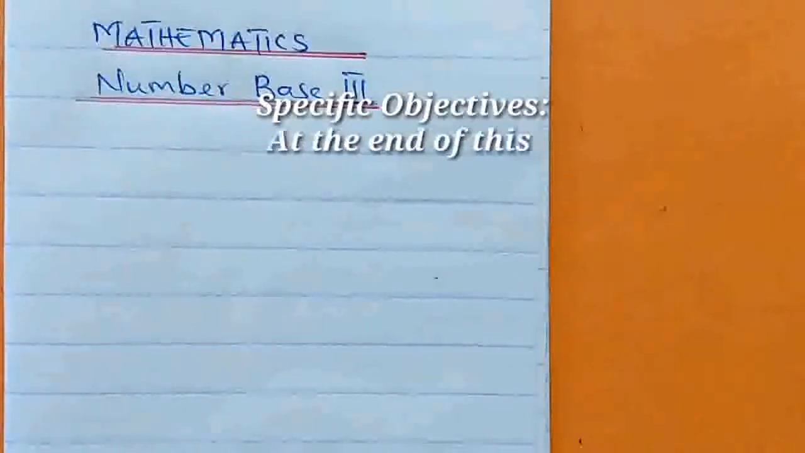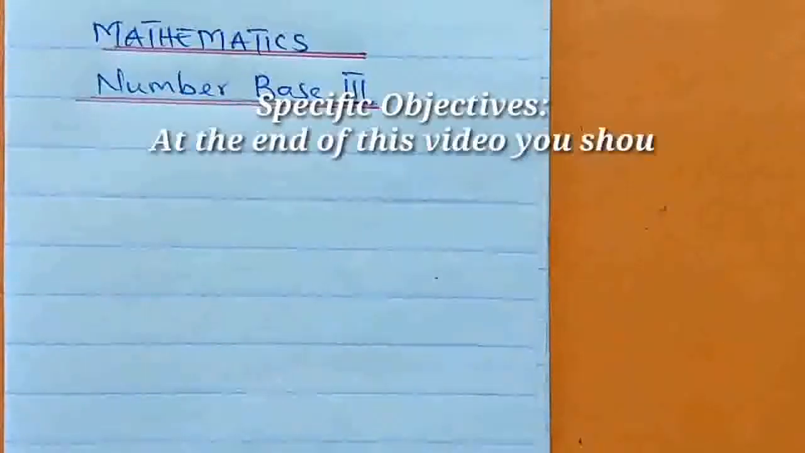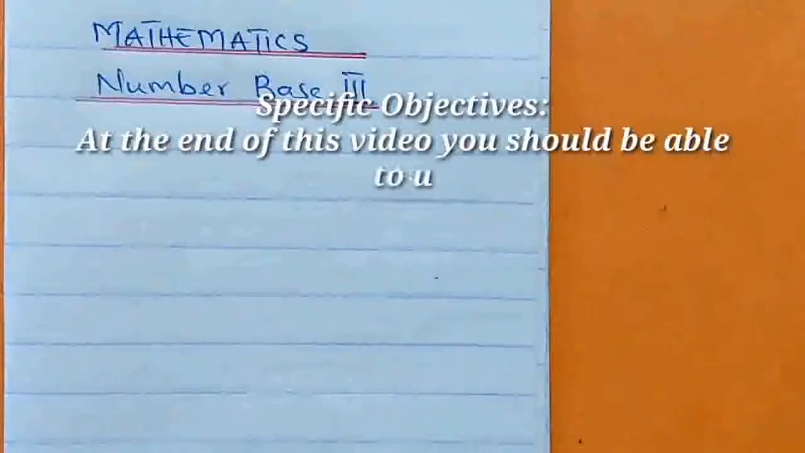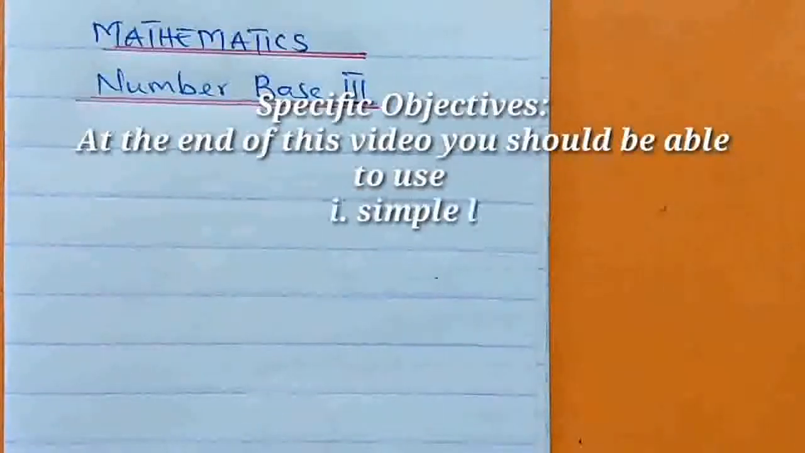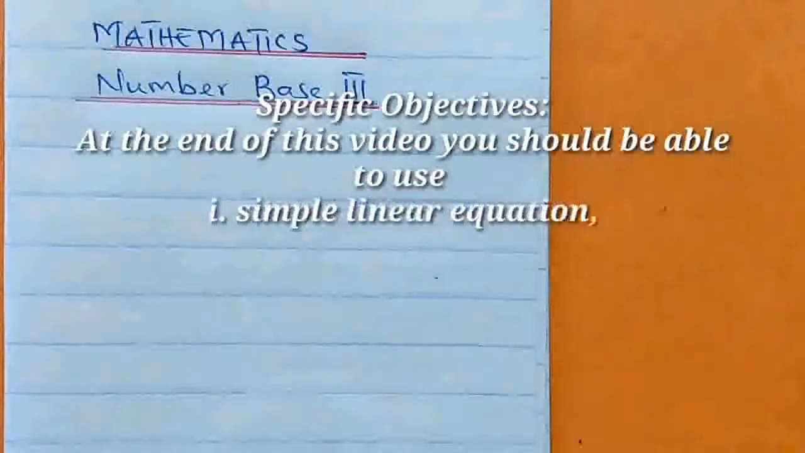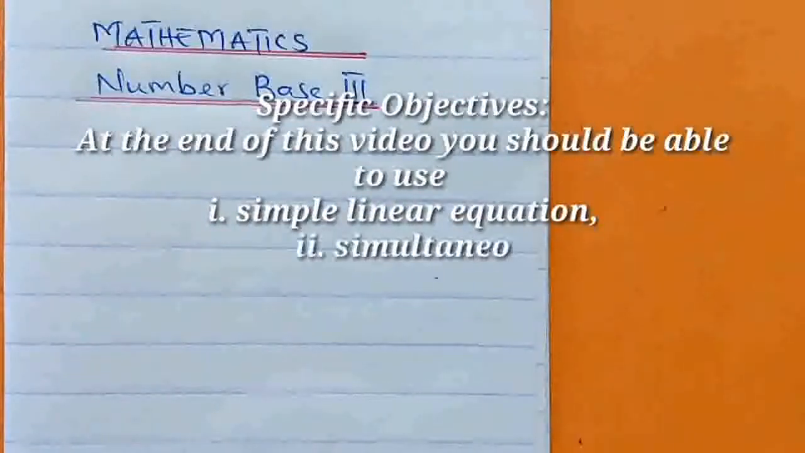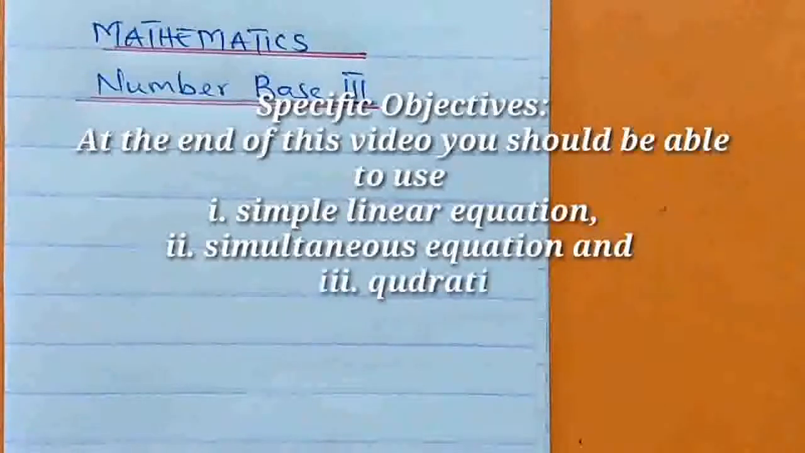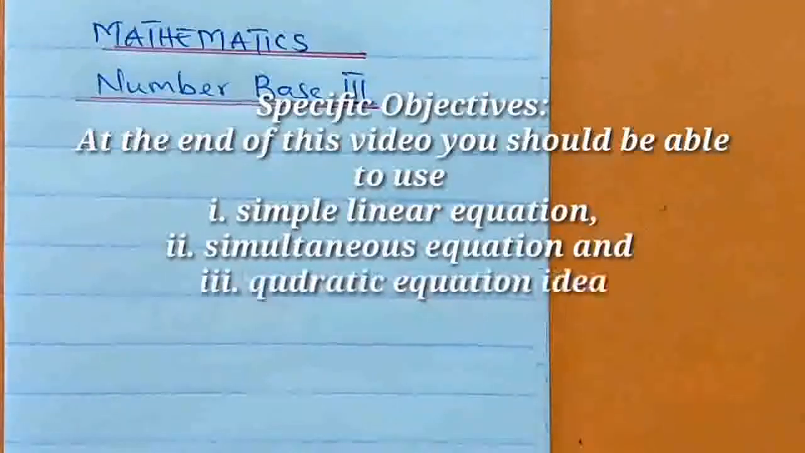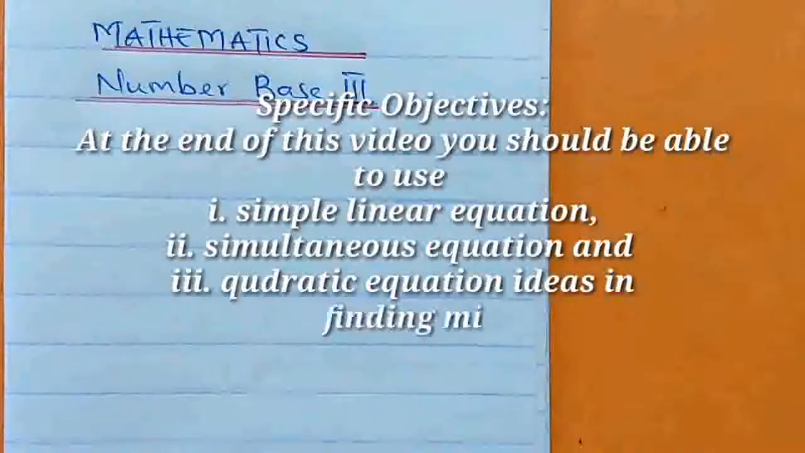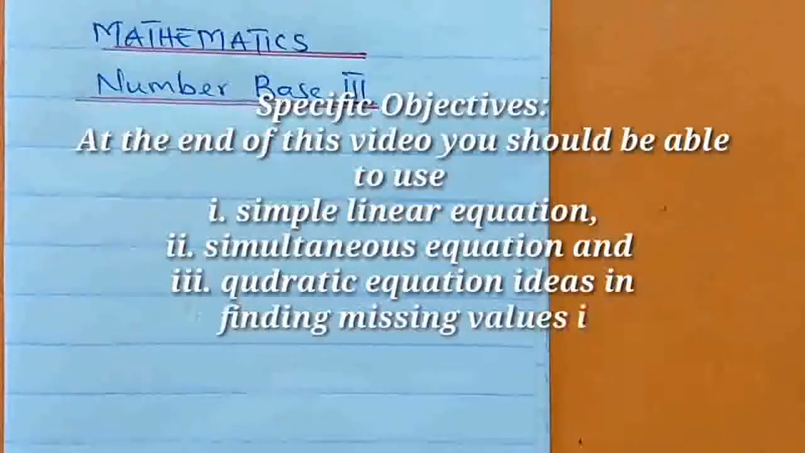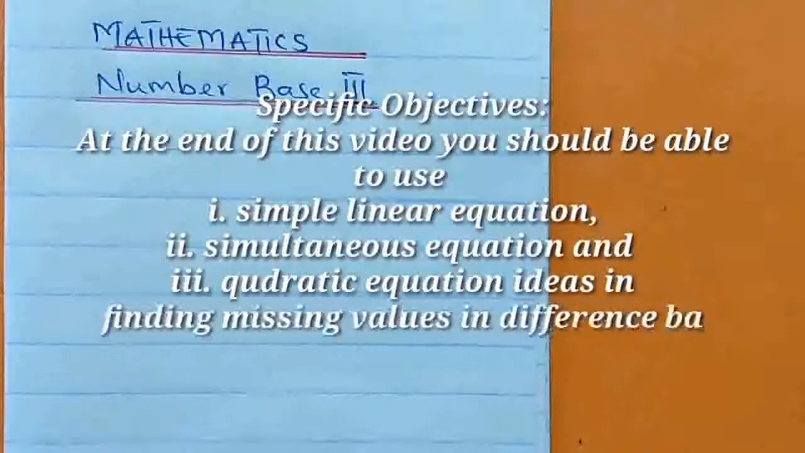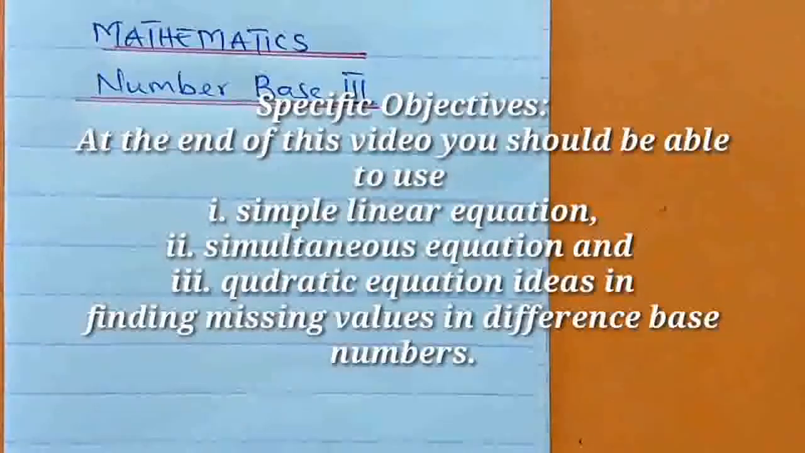You were also shown simultaneous equations, where two or more equations with more than one variable are solved simultaneously. You were also shown quadratic equations, which look like ax² + bx + c = 0. An example of that is something like x² + 2x + 3 = 0. But in this video, you are to learn how to make use of the three types of equation in finding missing values in different bases.